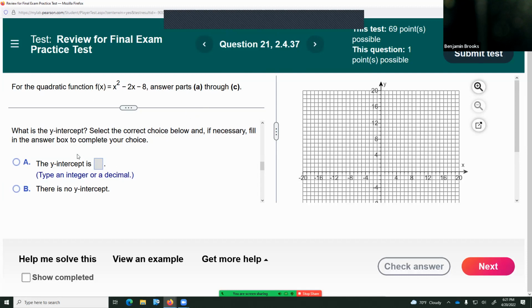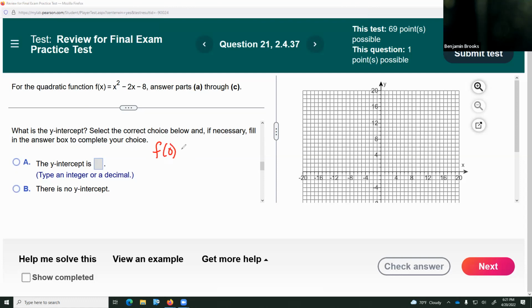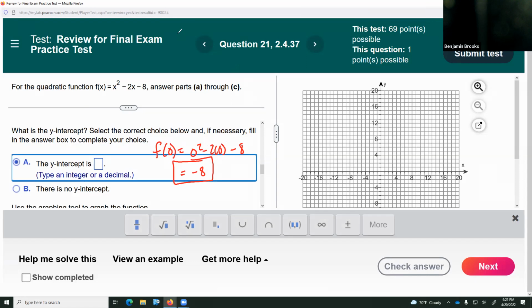All right, I'm going to go quick. To figure out the y-intercept, which occurs when x equals 0, I want f of 0 in this situation. That's literally what this is asking. That's 0 squared minus 2 times 0 minus 8, or basically just negative 8, because everything else is 0. So the y-intercept is negative 8.